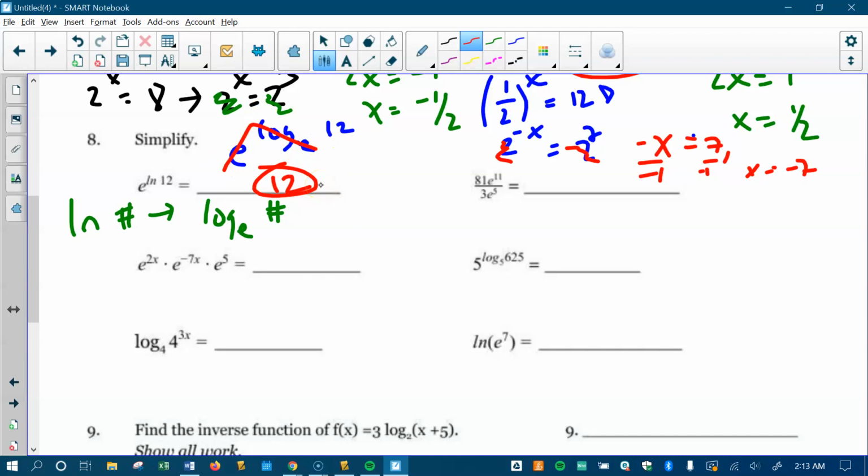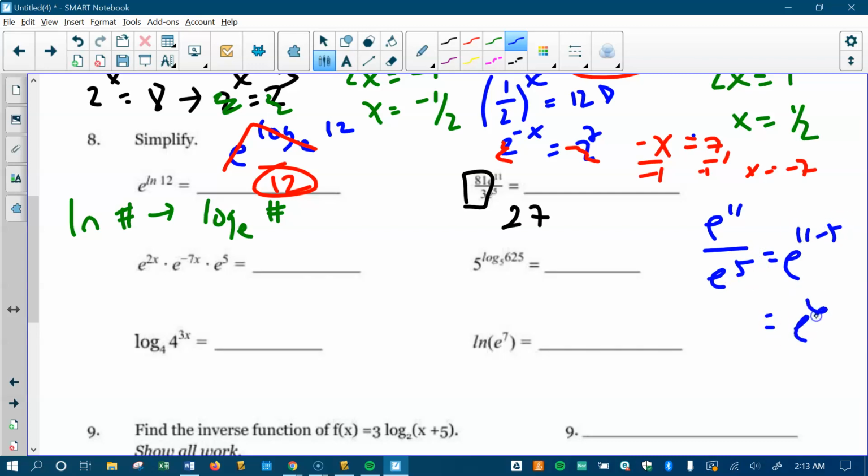And it's beautiful. For this one, 81 over 3, I just simplify numbers with numbers here. 81 over 3 is 27. And since e is a number, I can do e to the 11th over e to the 5, and that's the same thing as e to the 11 minus 5, which is e to the 6. So I get 27e to the 6. Done.